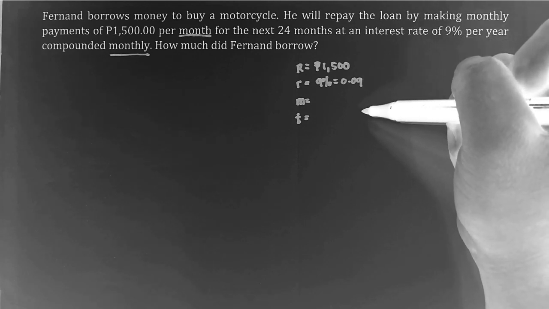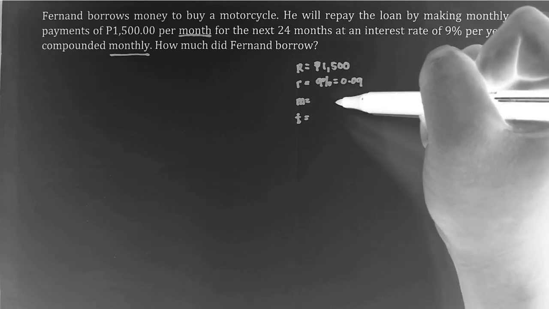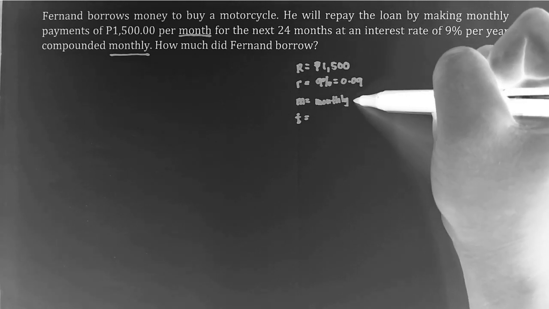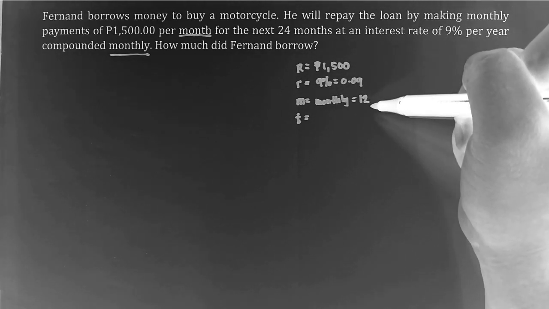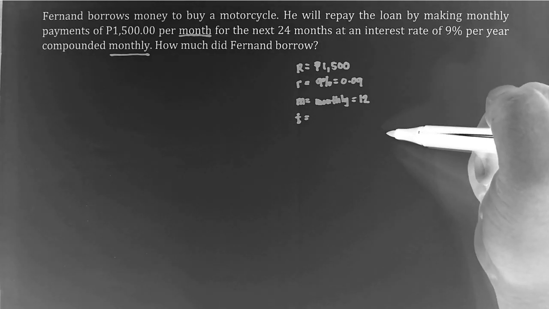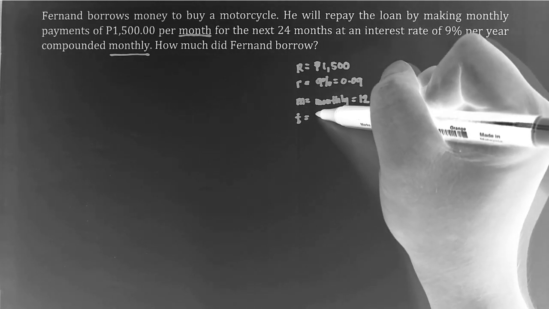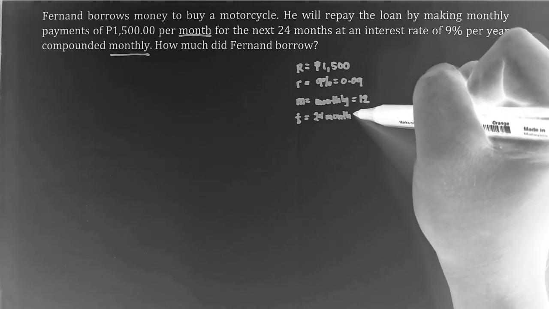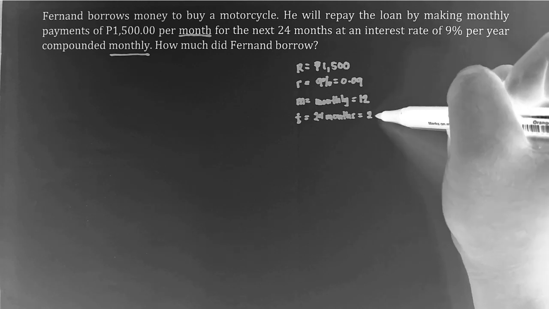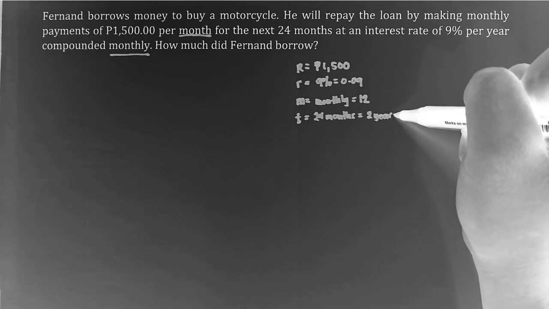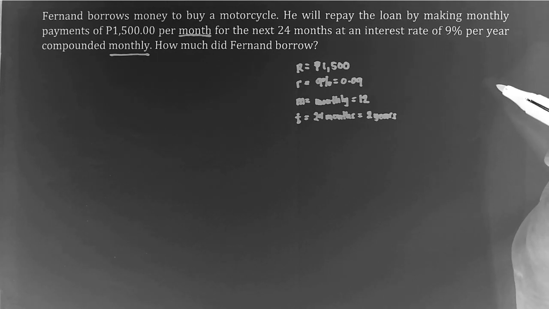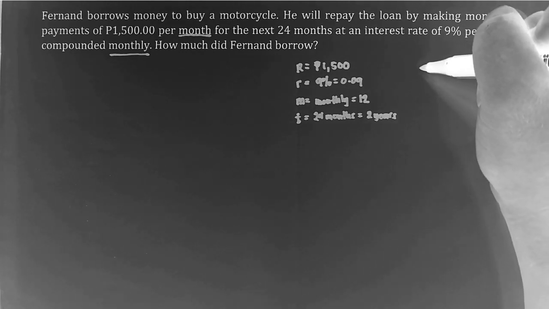And then yung ating conversion period, which is compounded monthly. Now, since this is monthly, meaning to say, this is 12. And then yung ating time, we have here 24 months. So, 24 months in terms of years, this is equal to 2 years. So, since meron na tayong value ng ating periodic payment, may rate na tayo, meron na tayong conversion period, at meron na tayong time, we will now solve for the value of I.